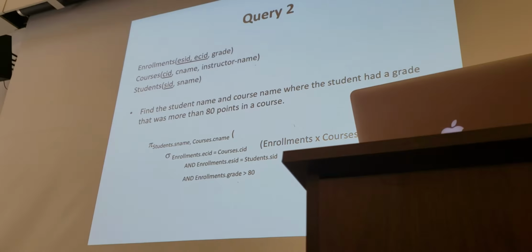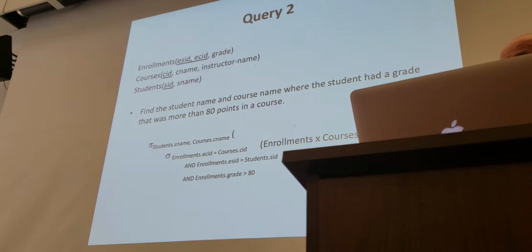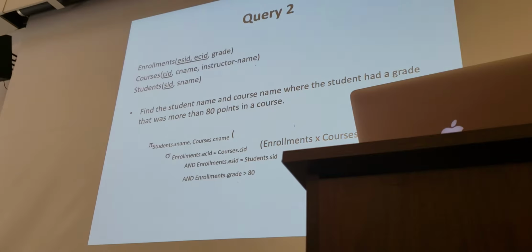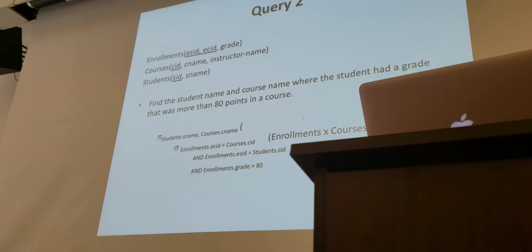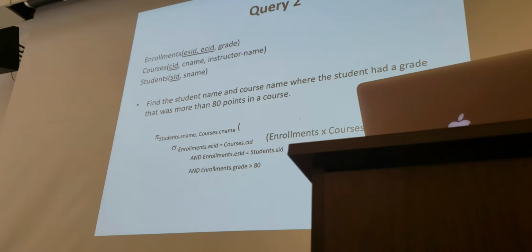And I'm just going to write this with one x and one sigma. It's a big sigma. One x, one sigma, and one pi. X is product. So what I'm going to do is take the product of all three things: enrollments, courses, and students. I'm going to get all the different combinations. But I only care about certain ones of them. The CIDs have to match, otherwise you don't have the enrollment in the course. Okay? The SIDs have to match, otherwise I'm not getting the right student. And I want that student's name. And the grade has to be greater than 80, otherwise I don't want to have the result.